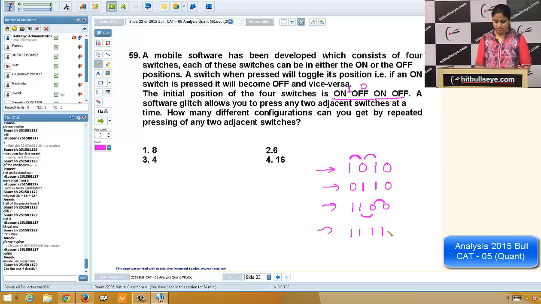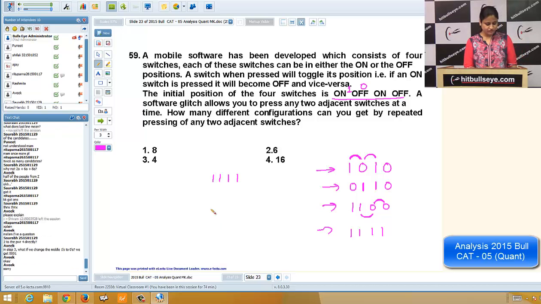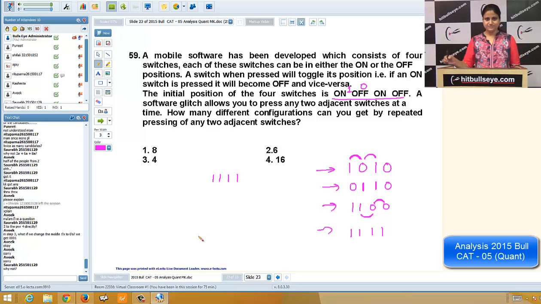So either it will be 1, 1, 1, 1. No, this will not be 2 raised to power 4, because for every position you are considering both the choices 0 and 1. You cannot get 0, 0, 1 by repeated application. You cannot get 0, 0, 1 because if you are toggling the position of 2 adjacent switches, every time the number of 0s and the number of 1s will be even. Is it okay?